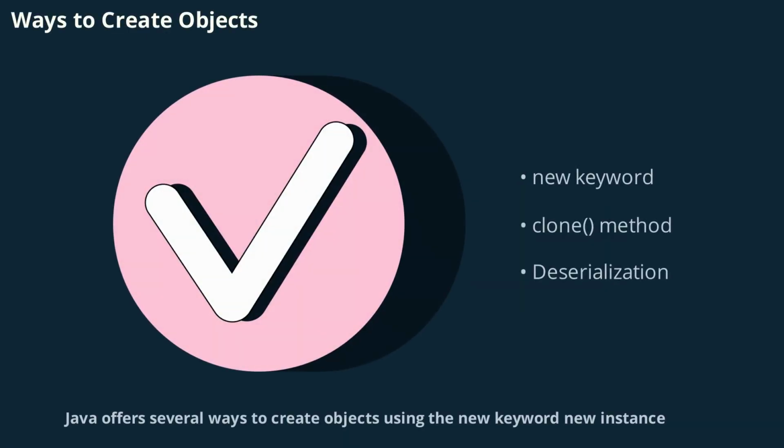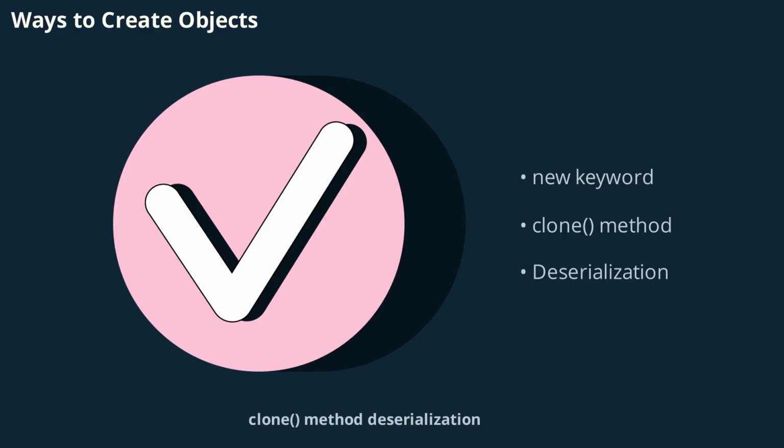Java offers several ways to create objects, using the new keyword, the newInstance method, the clone method, deserialization, and the newInstance method of the Constructor class. Each method serves different needs, from basic object creation to advanced scenarios like cloning and deserialization.